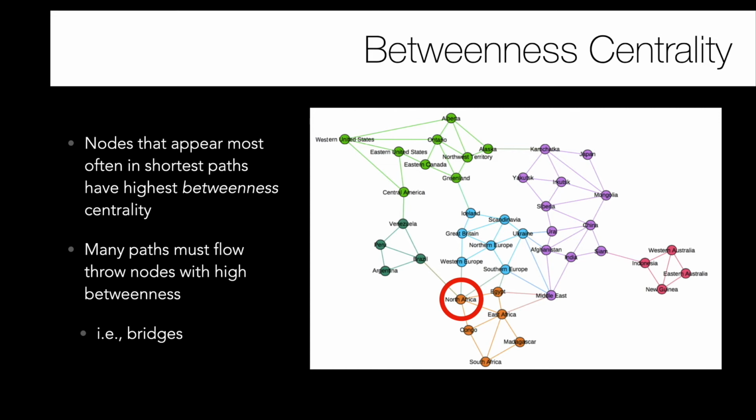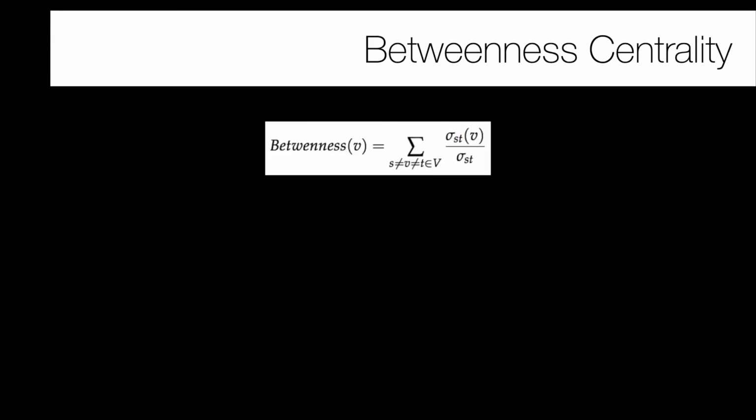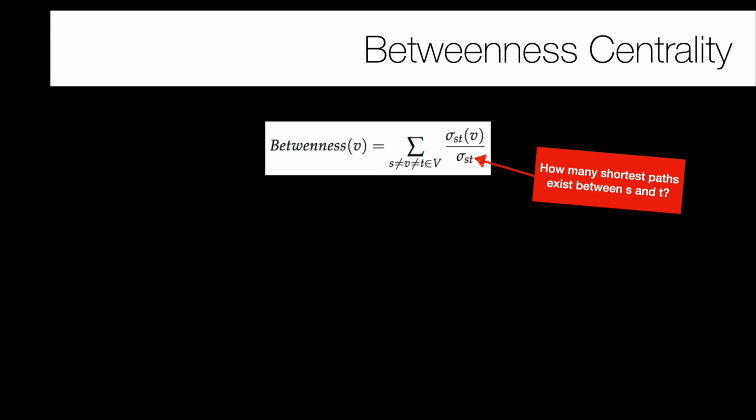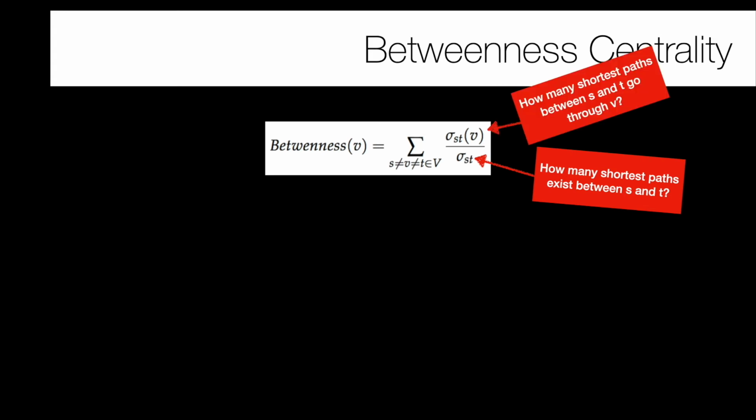Again, if you recall the shape of that graph, it provides a bridge between South America and Africa, and as a result many of the shortest paths from North or South America that flow into Africa or Asia must also flow through this particular node. We define this by looking at how many shortest paths exist between S and T. We compare this to how many of the shortest paths that exist between these two nodes must go through our particular target node V.